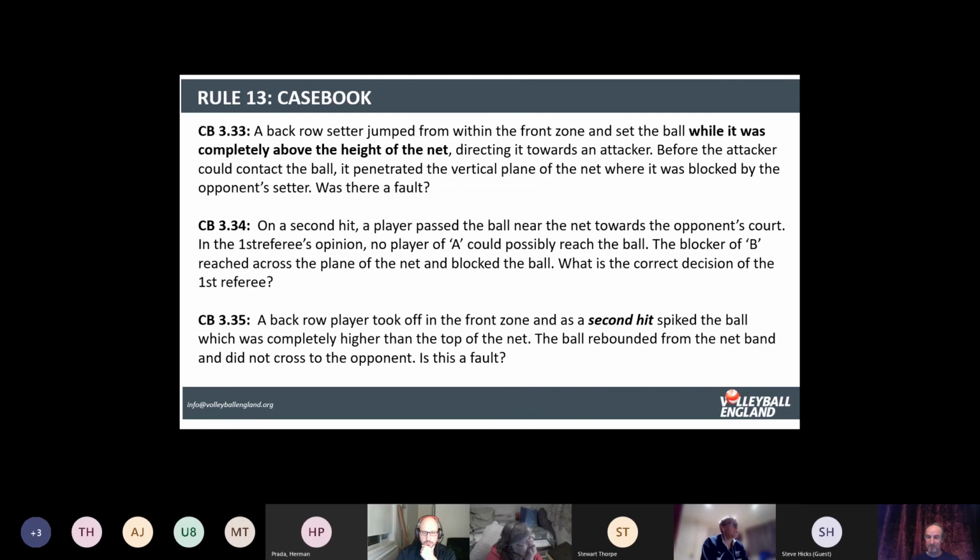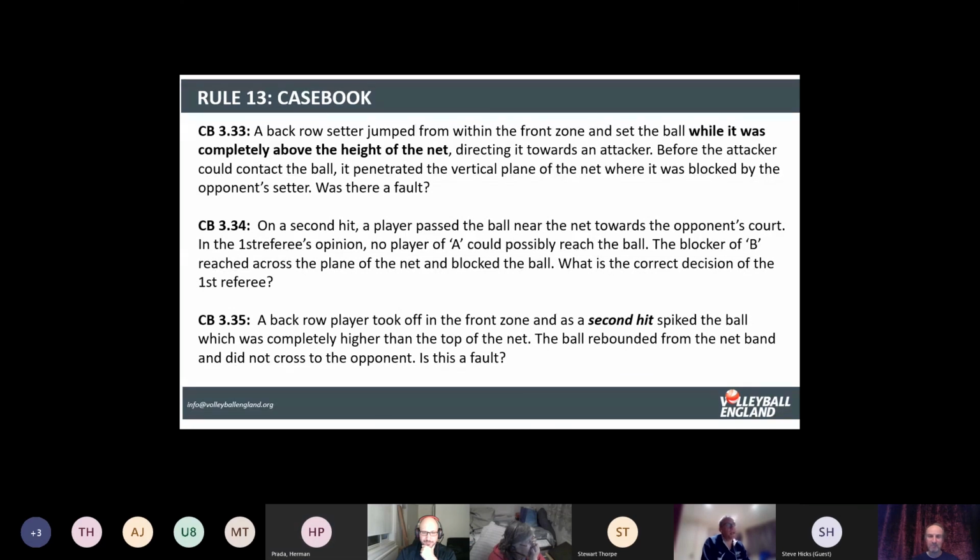Okay, so just think about it again. A back row setter jumped from within the front zone and set the ball while it was completely higher than the top of the net, directing it towards an attacker. Before the attacker could contact the ball, it penetrated the vertical plane of the net. Yeah, it's an attack hit. It's still the same team's point, but it's the fault of the back row setter because it was front court. Correct. It's going across the net then to attack it, and therefore.